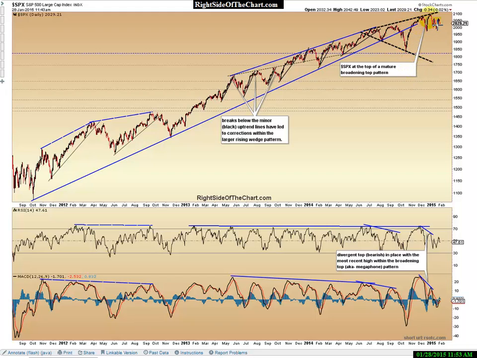So, with that being said, that doesn't mean technical analysis doesn't work anymore. It's just been a little bit harder in this central bank manipulated market that we've been in for a while.